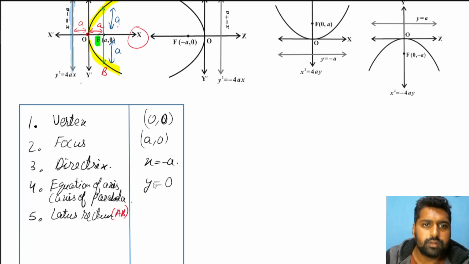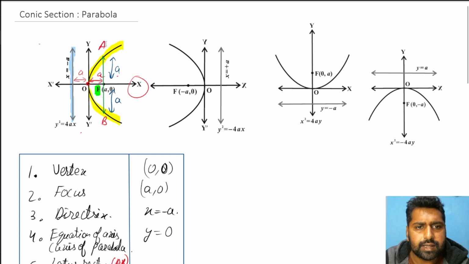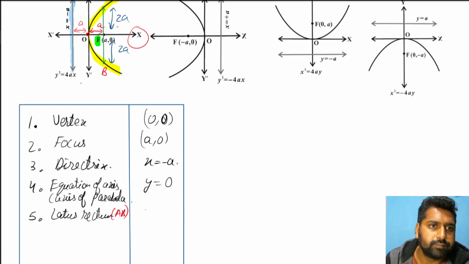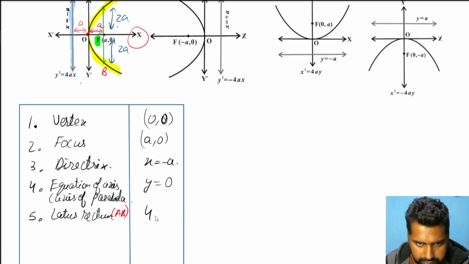So from this figure, what can you say? A above, A below. So the total length of this is 2A. My bad, this is not A, this is 2A. 2A length above, 2A length below. So the total length is 4A. Length of latus rectum is 4A.